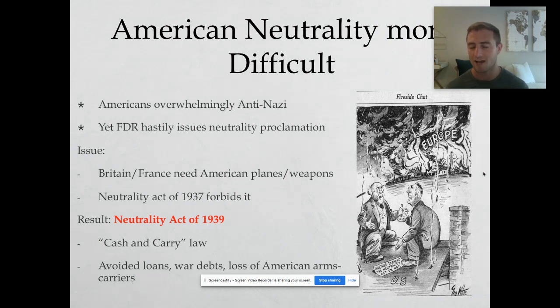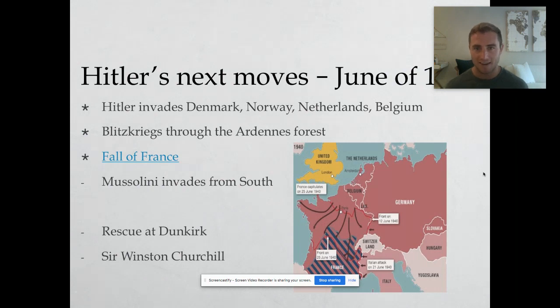So the Neutrality Act of 1939 was the first movement out of neutrality, but still, you've got to pay cash, you've got to pick it up yourself. Then Hitler is going to commence what they call the Rape of Scandinavia, moving into northern Western Europe, conquering Denmark and Norway and the Netherlands. Then he blitzkriegs through Belgium, through the Ardennes forest and into France. And France just falls in a matter of weeks.